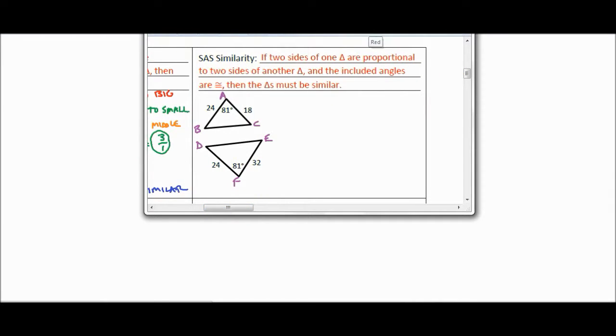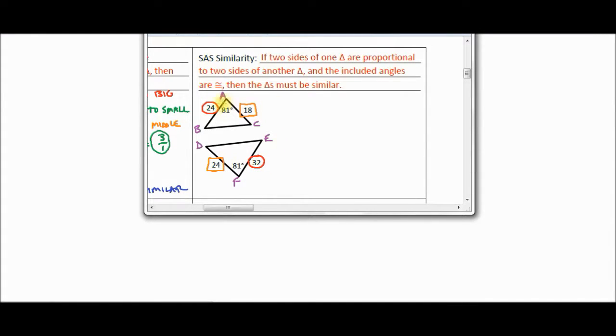So let's circle the biggest side of triangle ABC, which is 24. We're going to circle the biggest side of DEF, which is 32. Let's go ahead now and put a square around the smaller of the two. Notice your brain wants to tell you that the 24s match up, but they don't actually match up because the 24 is the largest side here and the smallest side here.